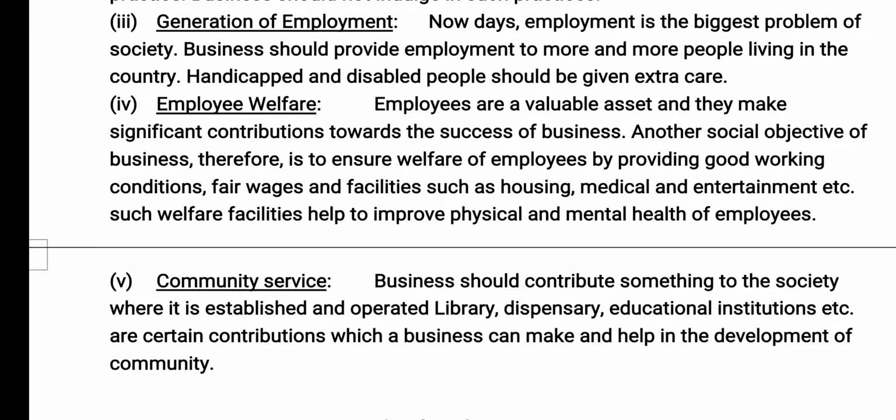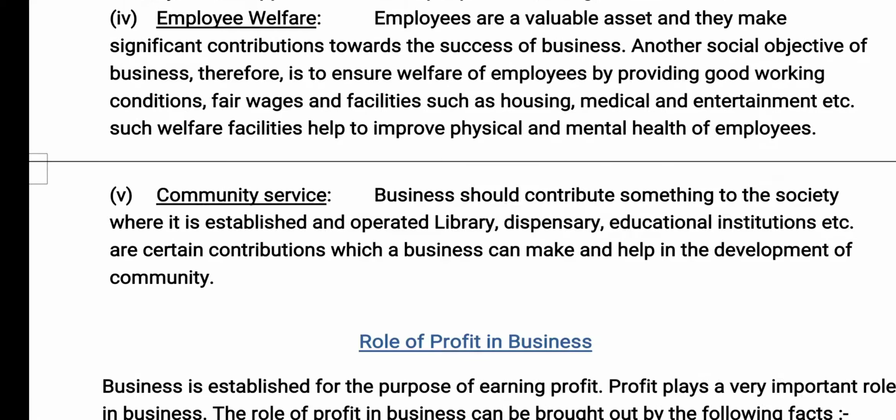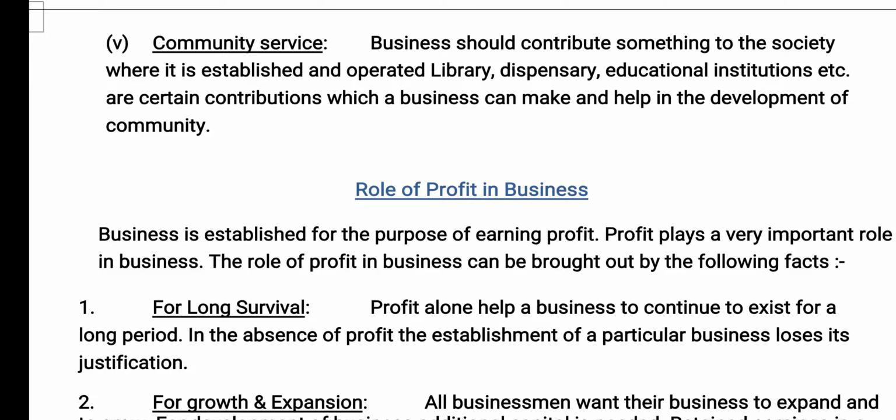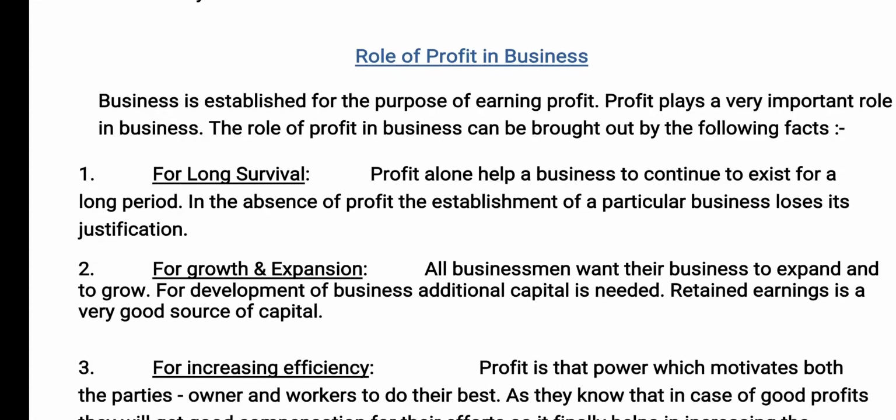So our next topic is the role of profit in the business, that is, how important and vital a role is played by profit in the business. Business is established for earning profit, so profit plays a very important role. As we move forward, the first and foremost important role played by profit is survival.